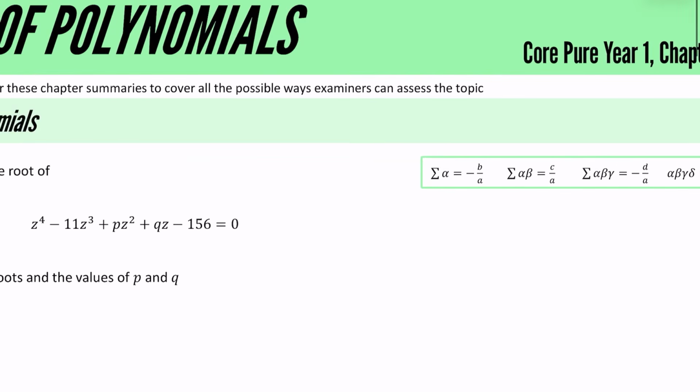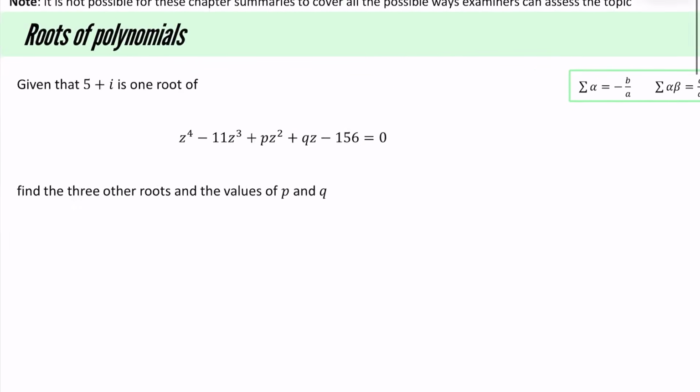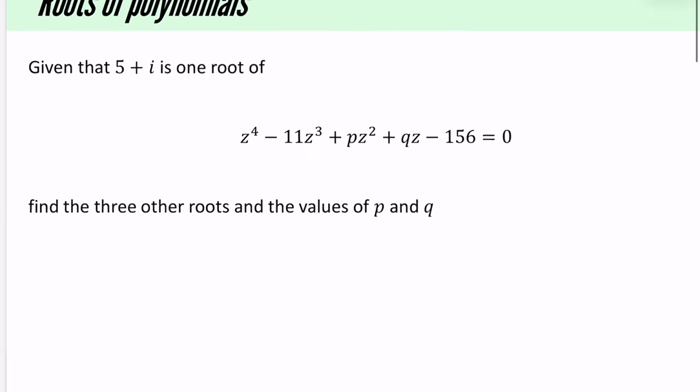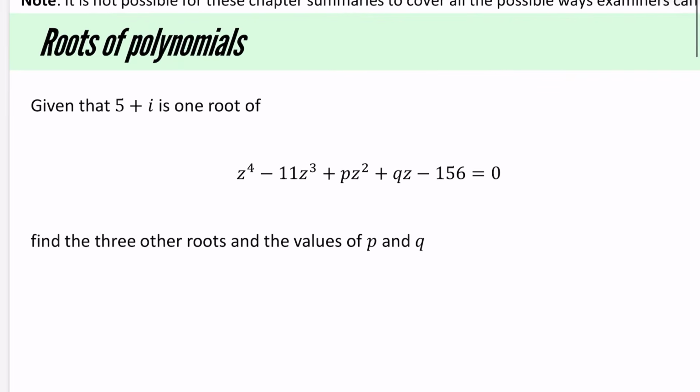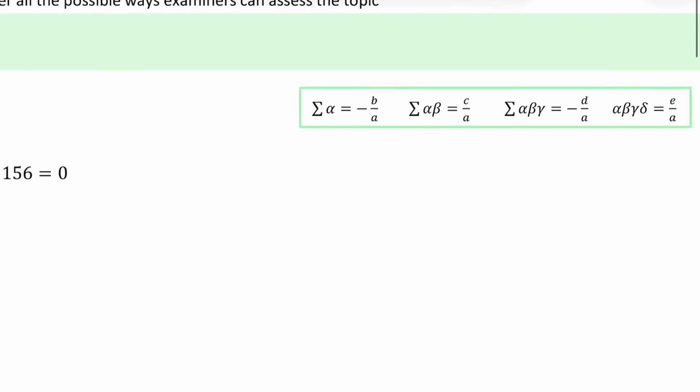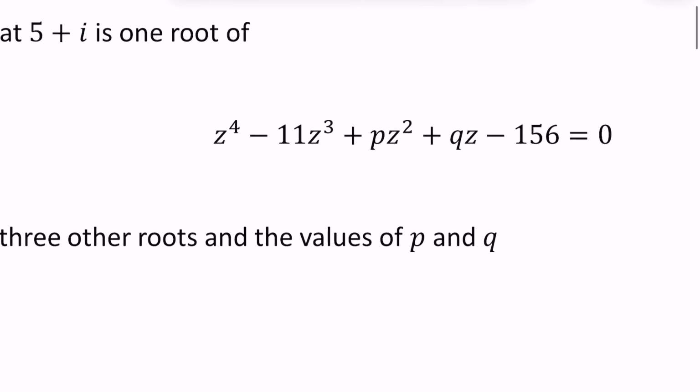And the way I do these is I always annotate the question with these facts to extract the information. So for this first question, it tells us that given that 5 plus i is one root of this quartic equation, find the three other roots and the values of p and q. So I am going to go straight in and use some of these facts over here, and I like to annotate it straight above this.